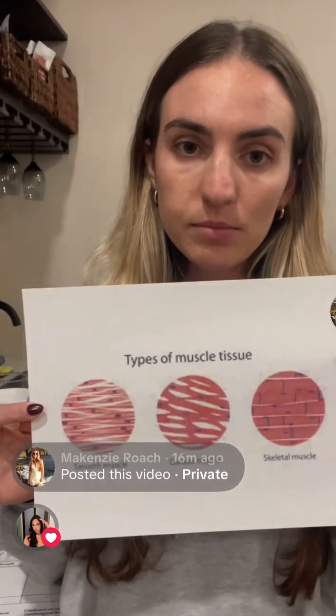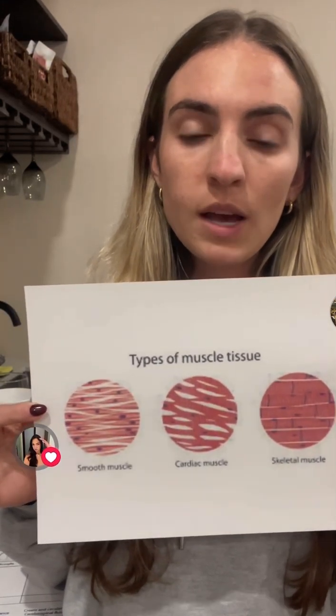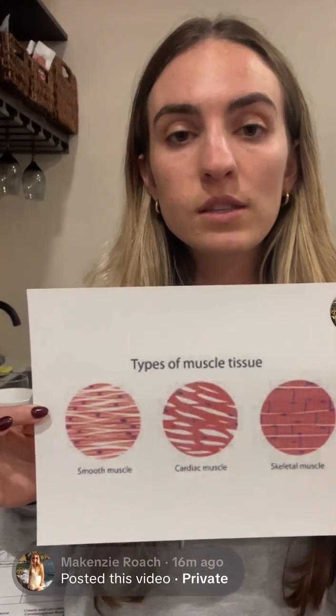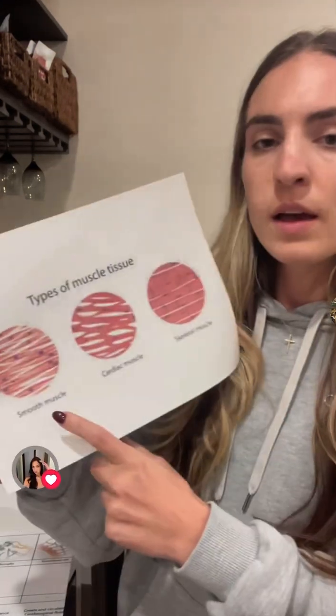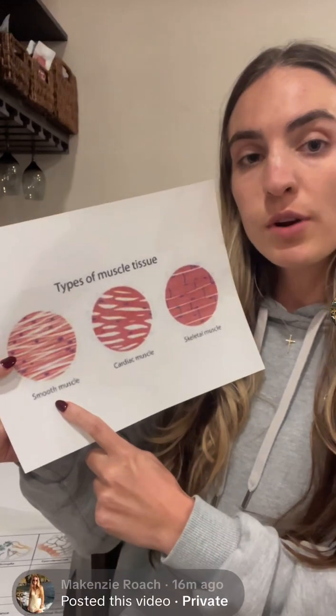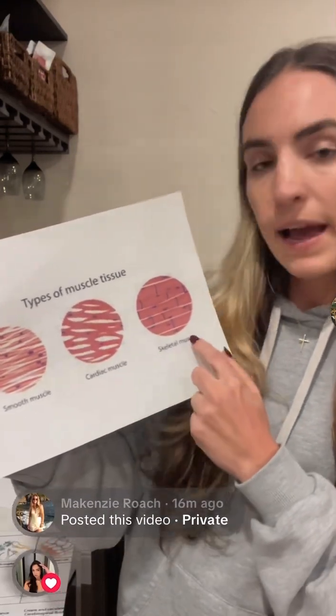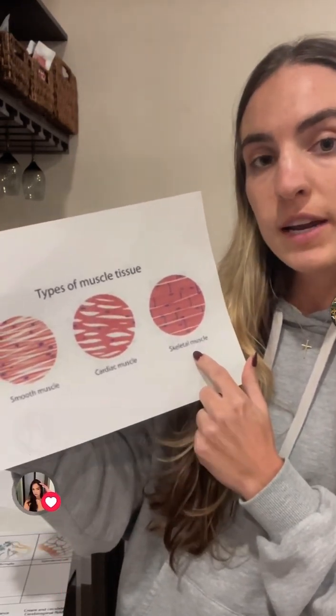Next, I have this diagram to show the different types of muscle tissue. The 3 different types of muscle tissue are skeletal, cardiac, and smooth. The smooth muscle is not striated, while cardiac and skeletal muscle are striated.